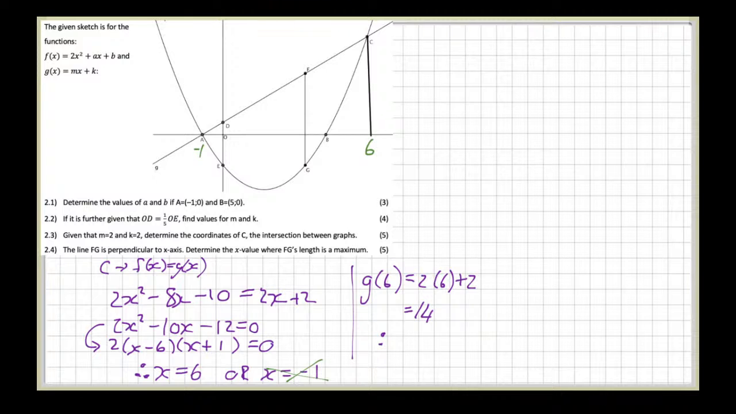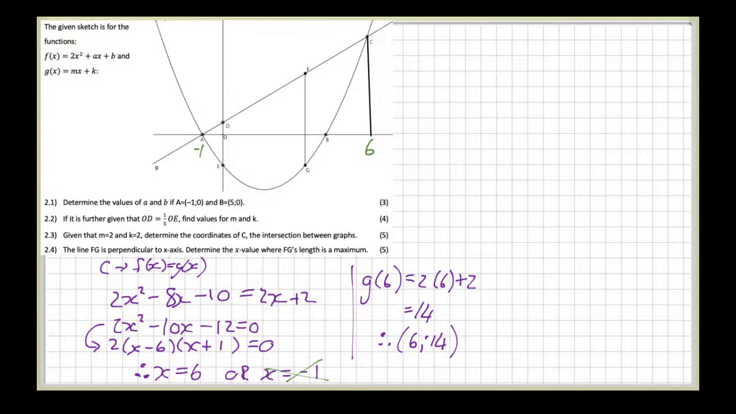So please remember to finish off the sum. 6, 14. No issues. Perfect. Does it make sense? Yes, because the y value must be positive, and it must be higher than 2, because at D, the y value is 2. So it must be a lot higher than 2. So it makes sense. Always check your answer.